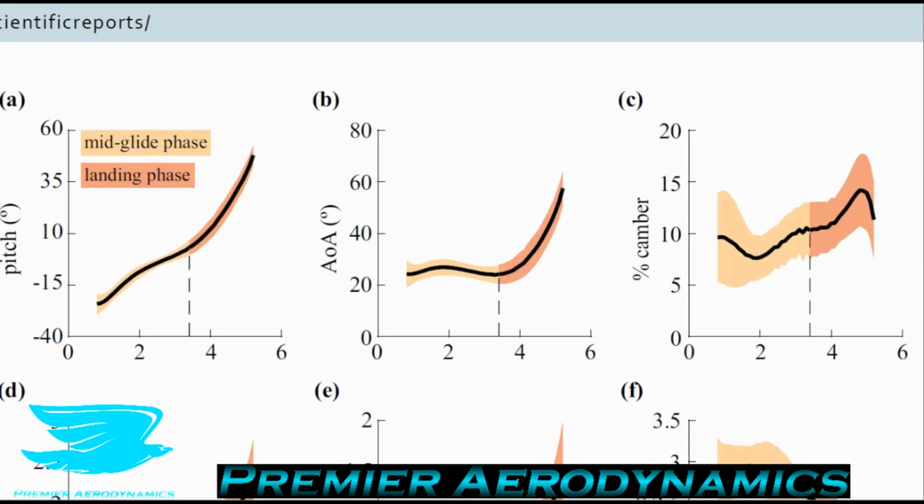Now, with the average percentage of camber, 8.97%, that means that the wing is fairly cambered, which means that it's producing lift even at 0 degree angle of attack. And the dihedral angle is 7.9 degrees, which is quite aggressive. That means it's very stable.